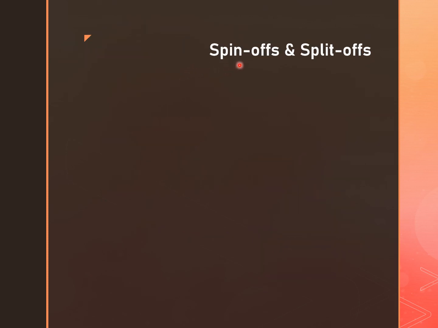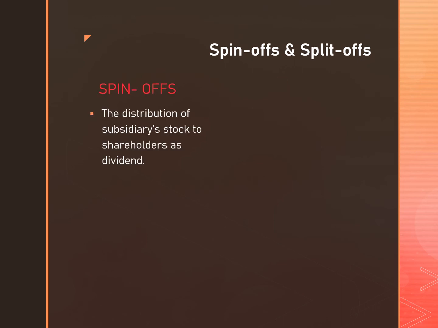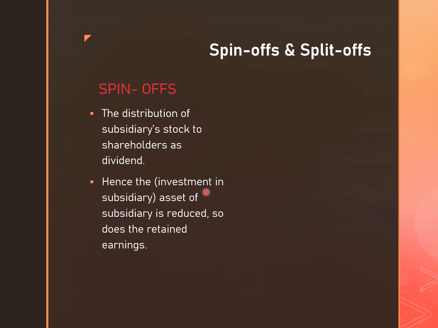Right, kita move on kepada spin off and split off. What does it mean? So spin off adalah the distribution of subsidiary stock to the shareholder as dividend. So this one, instead of kita bagi share company kita, kita bagi share subsidiary company kita sebagai dividend. Therefore, the investment in subsidiary is reduced, so does the retained earning. Okay, kita bagi share company subsidiary, bukan company main.